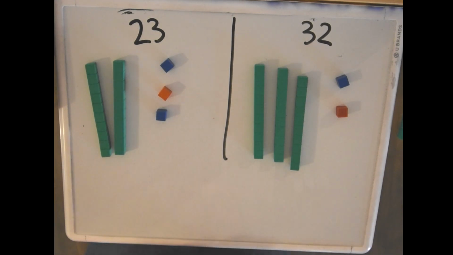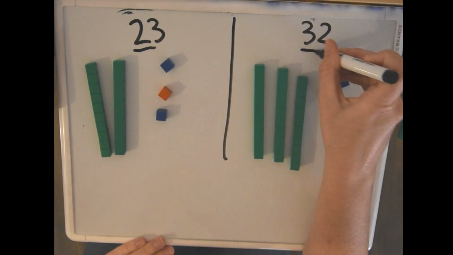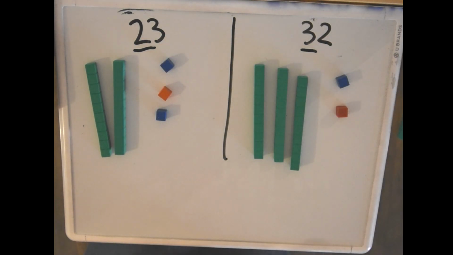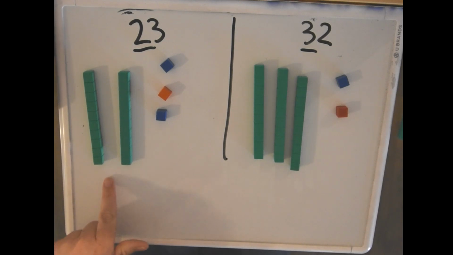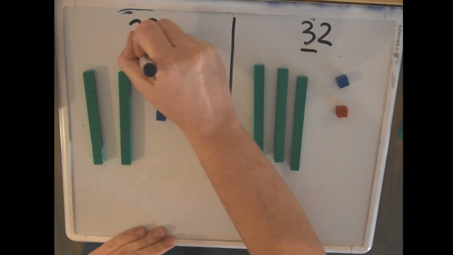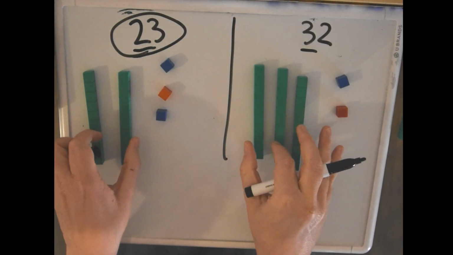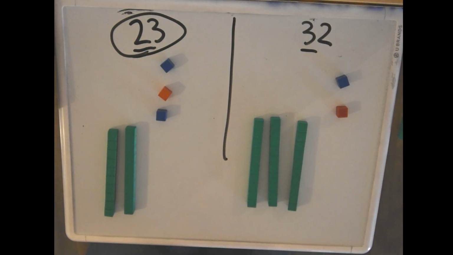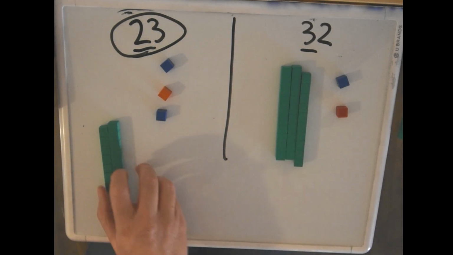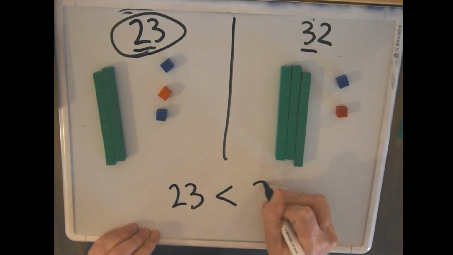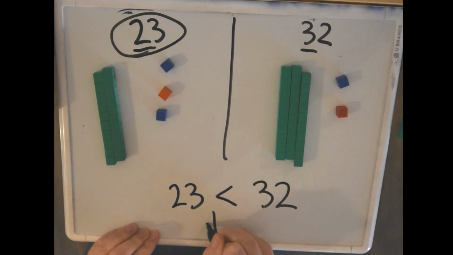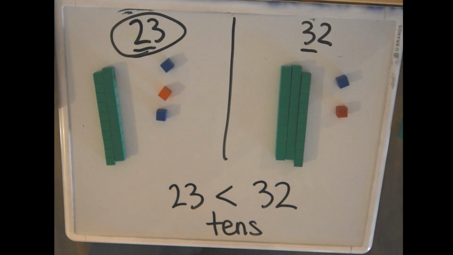Now, we always start by looking at the tens place. Are the tens place different? They are, right? 23 has 2 tens, 32 has 3 tens. So that means 23 must be less than. It's a smaller amount because of the tens. Right? 2 tens is less than 3 tens. So 23 is less than 32 because of the tens.